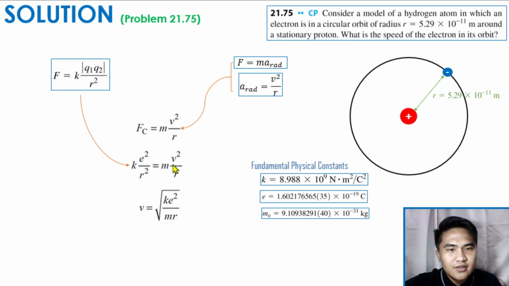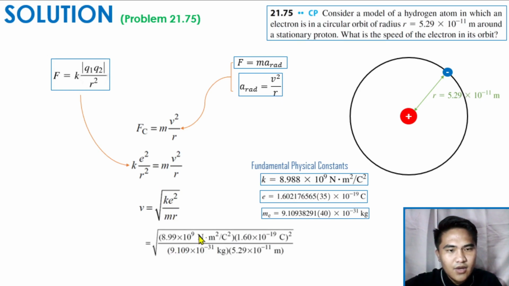Rearranging this to get the velocity of the electron, we have v is equal to the square root of K e squared over m r. Substituting the values, we have the Coulomb's constant here, the electron's charge, or the magnitude of the electron's charge, the mass of the electron, and the distance between the two. Solving this, we will get 2.19 times 10 to the 6 meter per second. So this is the velocity of our electron.